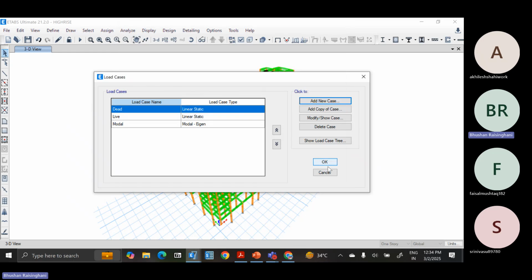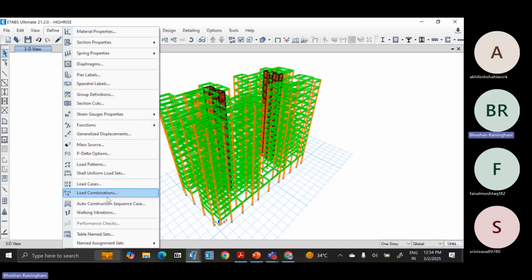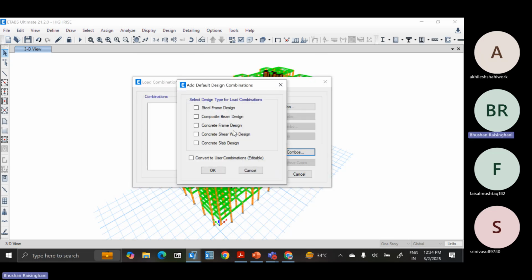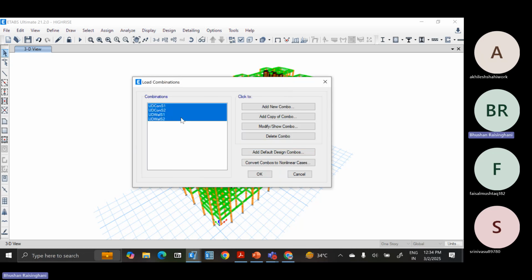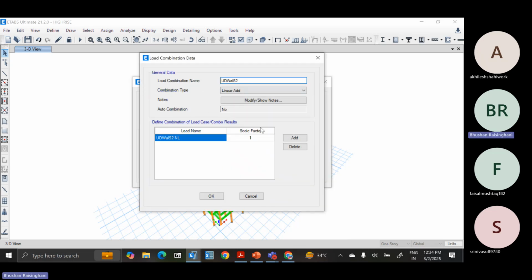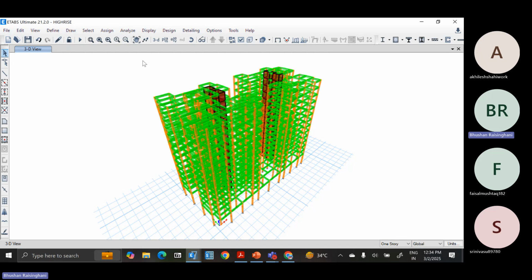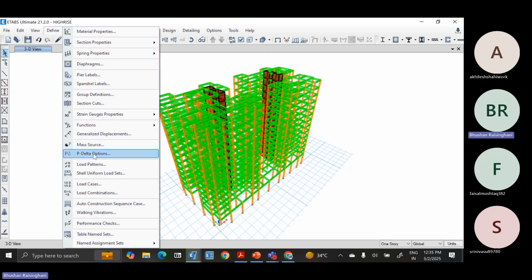So what you can do is go to the load combinations, add new combination, default combination for concrete frame design. Now you convert to nonlinear load cases. What will happen? This nonlinear load case will take into picture the P delta option, and you again go to this.